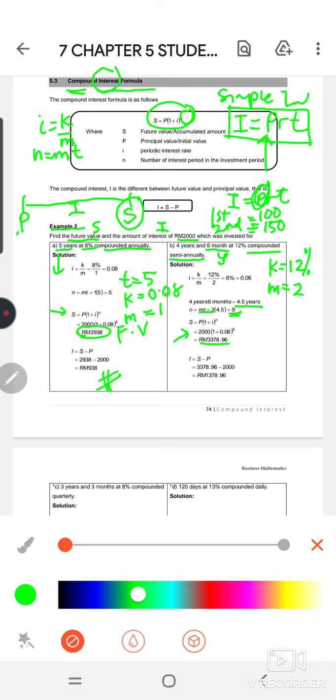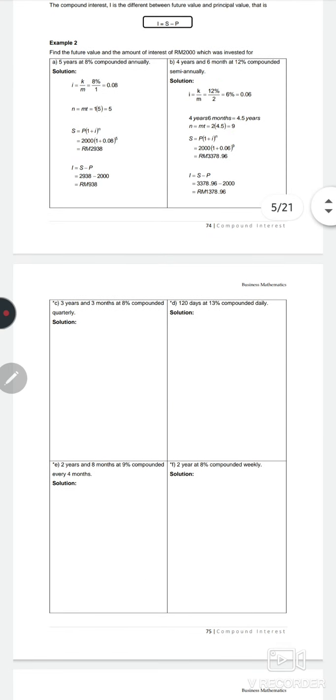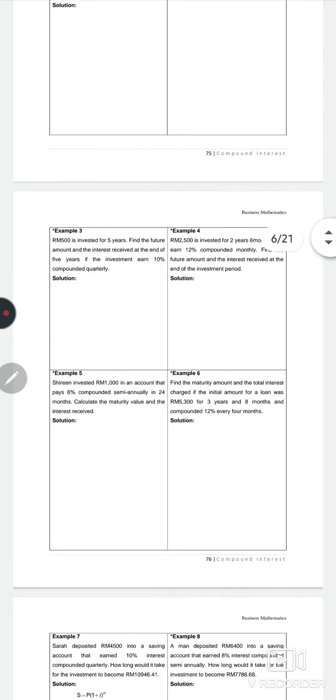Okay, now you substitute into the future value formula. So you will get 3378.96. And then after that, you can find the value of I, which is interest. I equals S minus P. So you get RM1378.96. Okay, this is how to calculate the compound interest. Next, you can try to solve example 2 parts C, D, E, F.